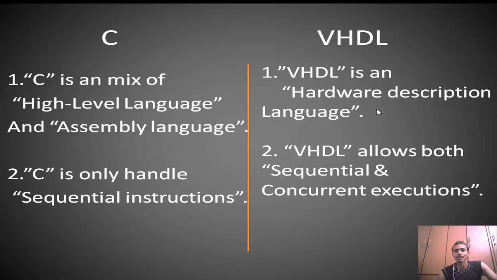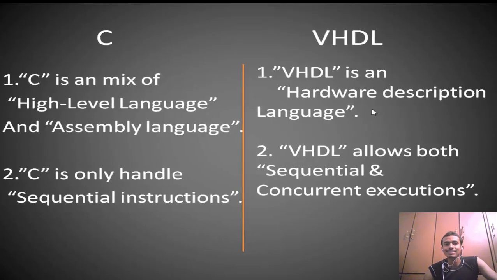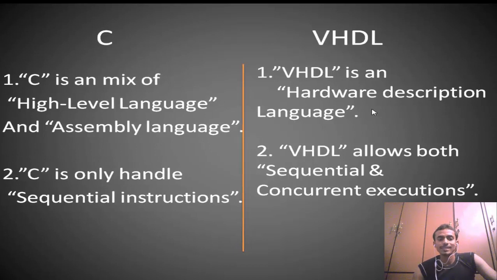Difference between C and VHDL. C is a mix of high-level language and assembly-level language. That means in high-level language, the statements have to be executed in multiprocessor instructions. In assembly-level language, the statement has to be executed in single processor instructions. Moving to VHDL, VHDL is mainly referred to as a hardware description language.